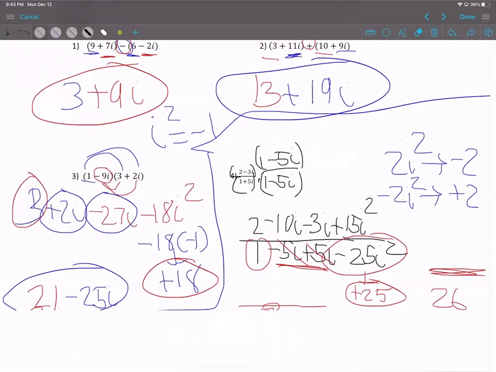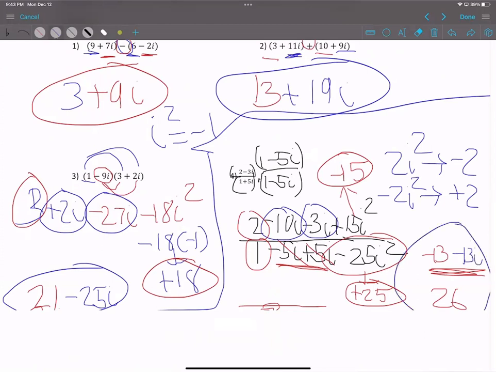On the top, we also have to change our i squared part. So that's going to be a minus 15. So combine your real numbers, 2 minus 15 would be negative 13. And then combine your i parts. So minus 10 minus 3 would be minus 13i. We can just keep our answer like that. There are ways you could pull out a GCF, but for purposes of this class, just keep it. Once you get the numerator and the denominator simplified on their own, just put them on top of each other.